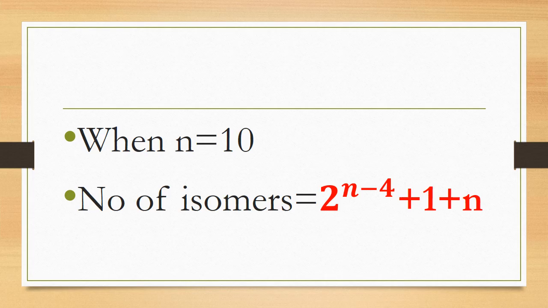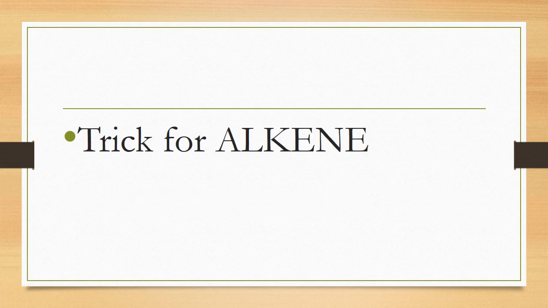And when the number of carbon atoms is 10, the formula for finding the number of isomers is 2^(n-4) + 1 + n. Now we will discuss the tricks for alkene.